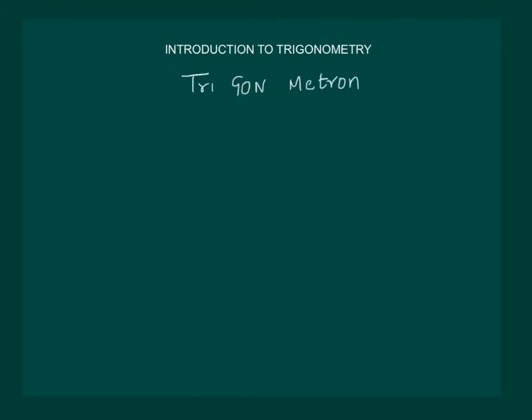Let us start with trigonometry. The word trigonometry is derived from the Greek words trigonometron, which means three sides measure. In our previous classes, we have studied about triangles and in particular right triangles. In right triangles, the distance or the height can be found by using some mathematical techniques which come under a branch of mathematics called trigonometry.